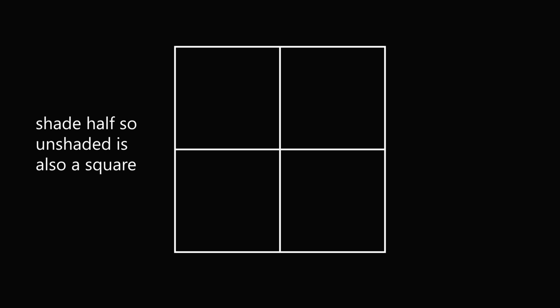So here's a grid of 2x2 squares making up a larger square, and we need to shade half of it, so the unshaded part is also a square. Now at first, this puzzle seems impossible. Shading half would suggest that you shade two of the four squares. So if you were to shade these two squares, then the remaining portion would be two squares that are unshaded, and this forms a rectangle.